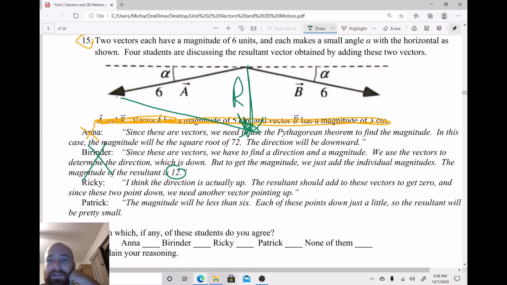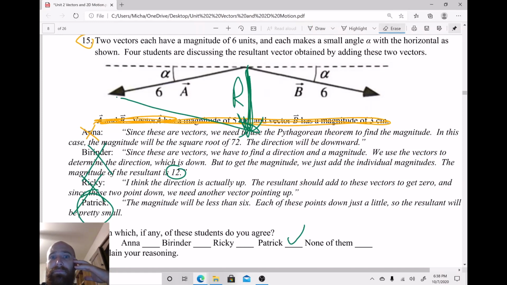The resultant should add these vectors to get to 0, and since the 2 point down, we need something to point up. No, Ricky's just off base. Patrick says the magnitude will be less than 6. Each of these points down just a little, so the resultant will be pretty small. I think that sounds good, right? When we drew this out, see how this resultant's kind of smallish? And it does point downwards, so Patrick's going to be correct on this one. He's the one I would agree with.